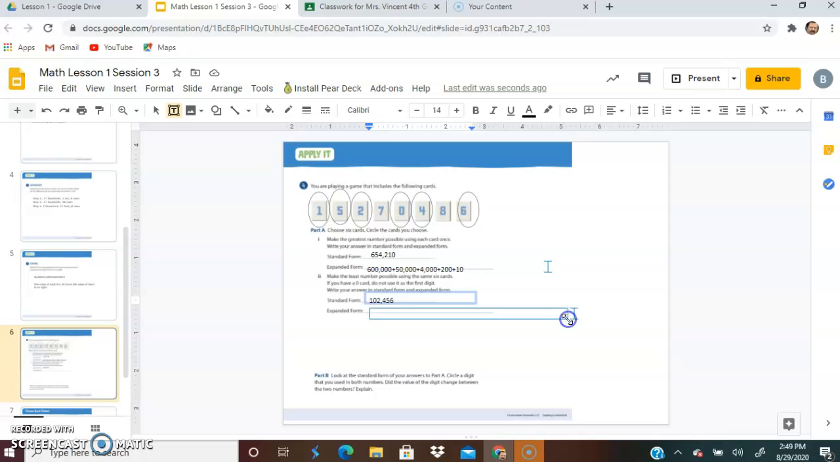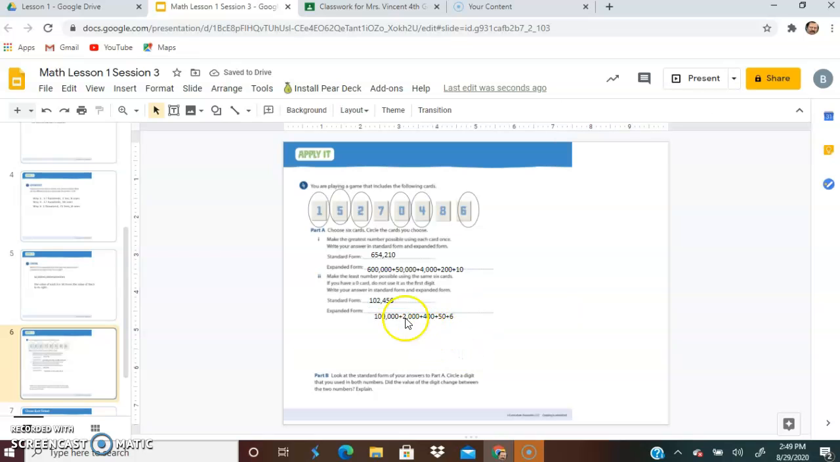Okay, now let's see this as expanded form. So I would have 100,000 plus 2,000. I don't have to put the plus 0 in there because it's not really holding a value, it's just holding a place. Plus 400, plus 50, and plus 6. And that's my expanded form for my least number.